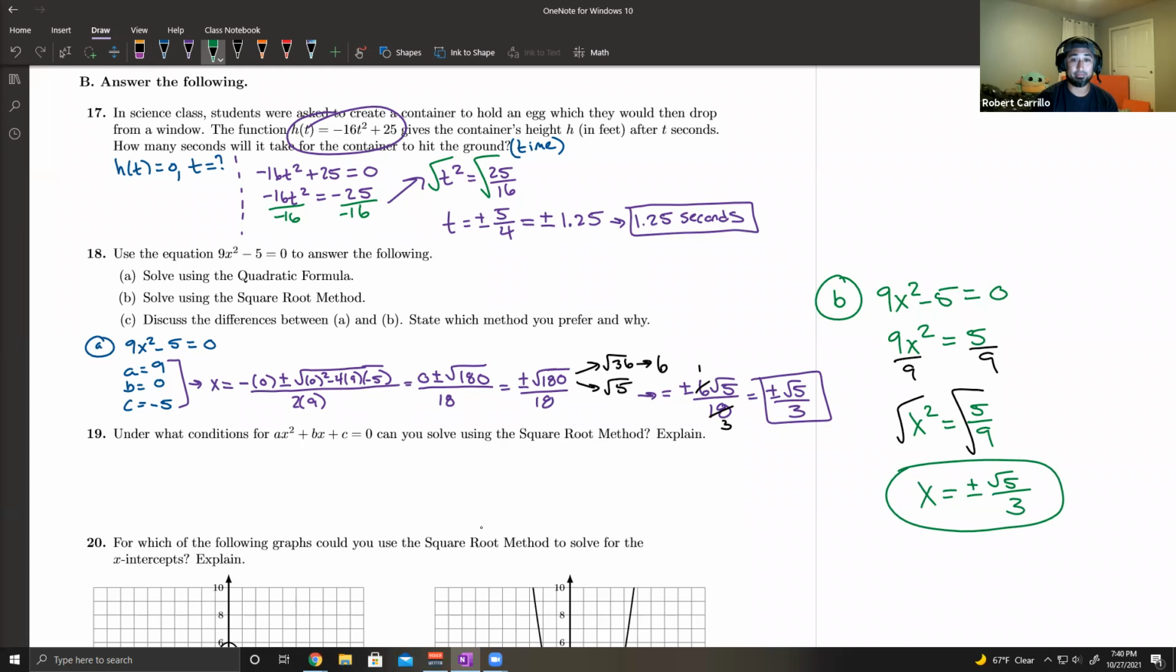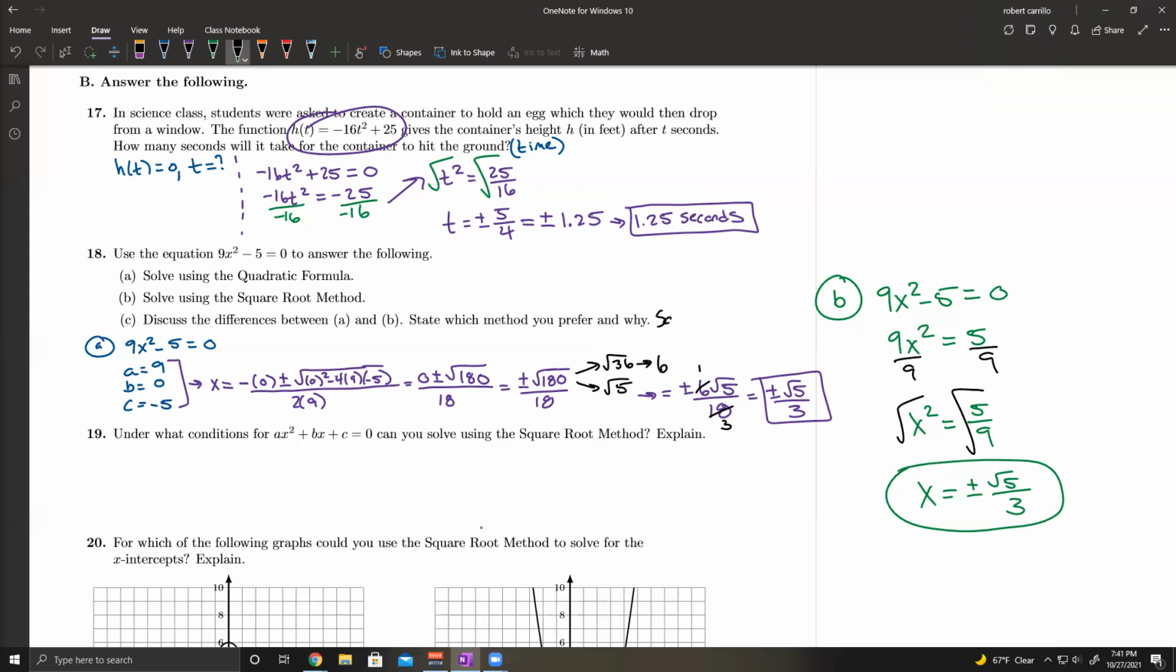All right. Which method did you like better? The square root method. It was definitely a lot faster, right? For sure. And the difference is we don't need a b value. The square root method is faster because there's no middle term, no b value there, so there's no need to do the quadratic formula at all. Okay, let's just put that there. We prefer the square root method.